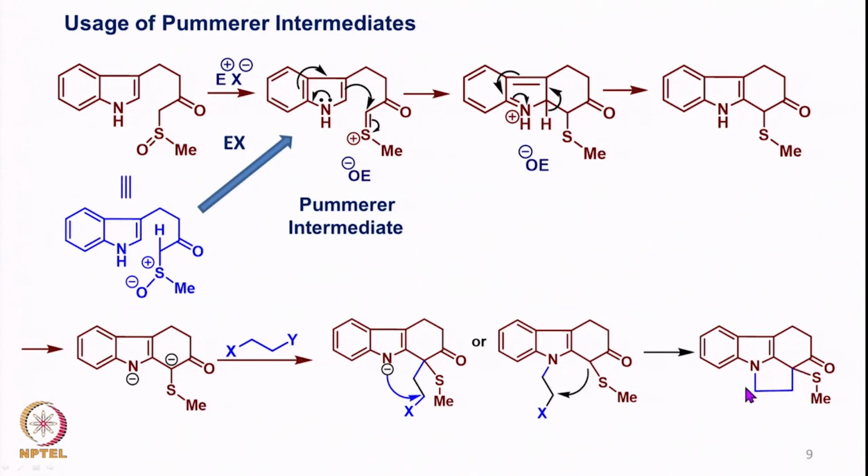So we will have not only 3 rings attached to each other, now we have 4 rings attached to each other, and now we have scope where the chemistry based on this sulfur moiety can be carried out, based on this carbonyl can be carried out, and various kinds of reactions and various kinds of products can be formed. So this is an interesting example of the utility of the Pummerer rearrangement product or Pummerer intermediate.